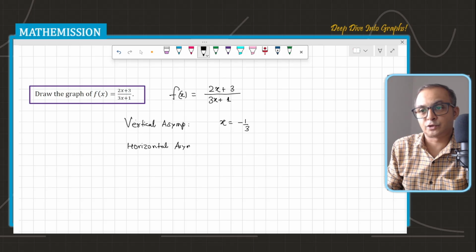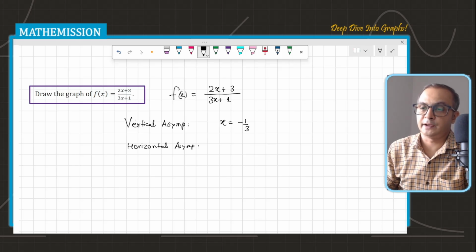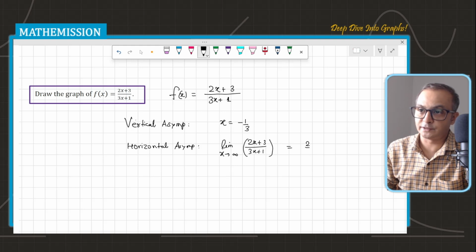So the horizontal asymptote will be given by just taking the limit of this function. The limit as x approaches infinity of (2x + 3)/(3x + 1). If you know the limit concept, this is linear by linear, and if the degrees are the same, then for x tending to infinity the value of the limit is the ratio of the leading coefficients of x. So this is 2/3.